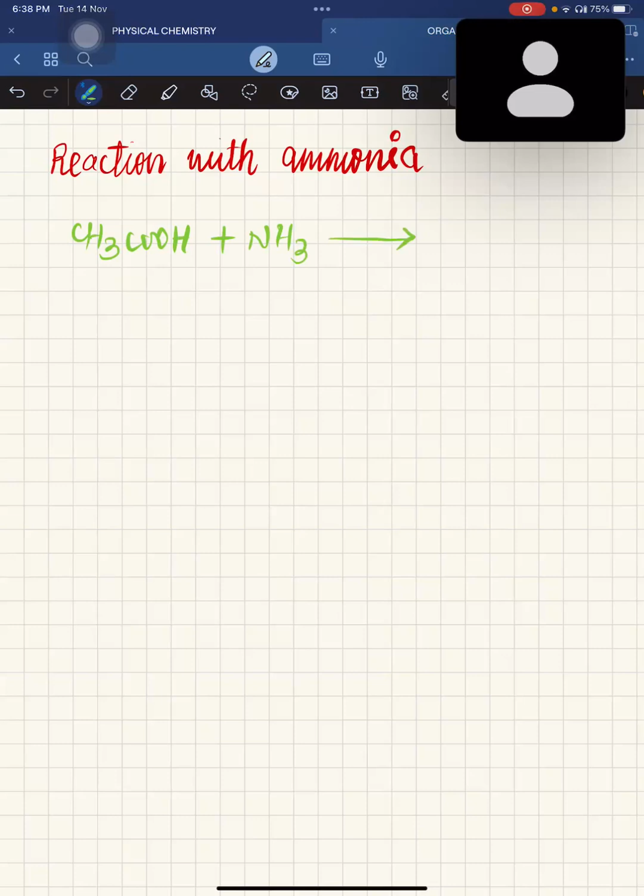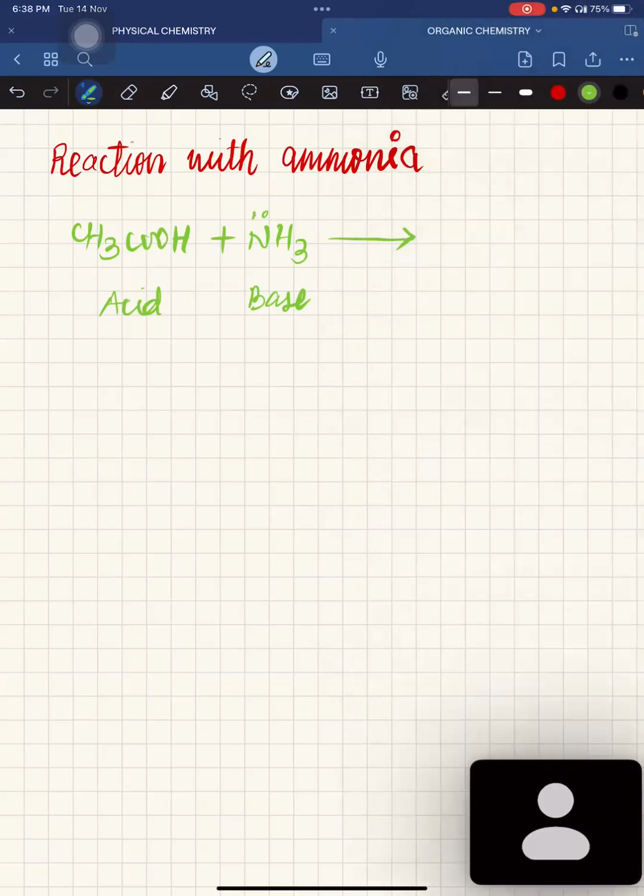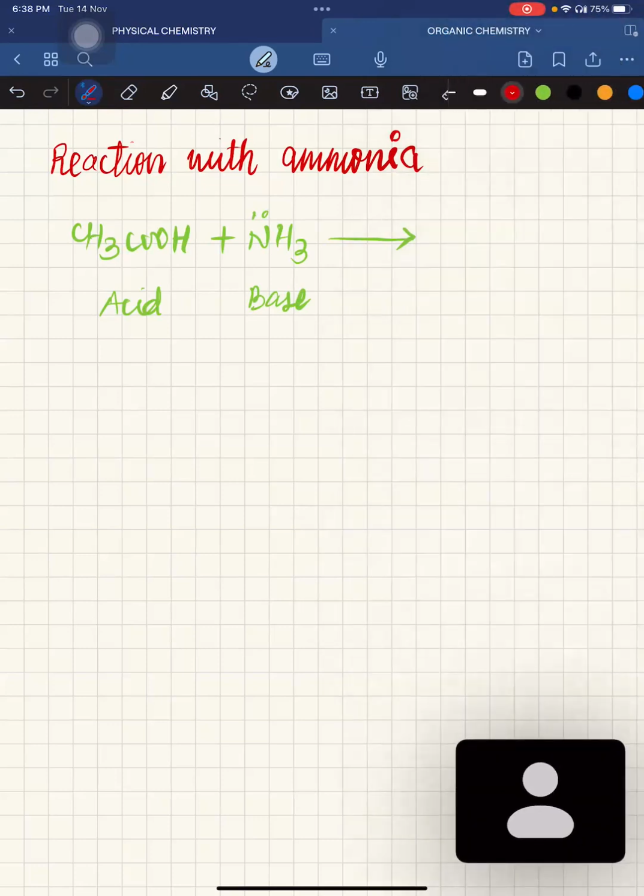So you know what will happen. Very simple. This is your base, right? And this is your acid. So base has a lone pair. Basically, from this acid, H plus will release. When it is in the form of H plus, this will be attacking and forms NH4 positive.